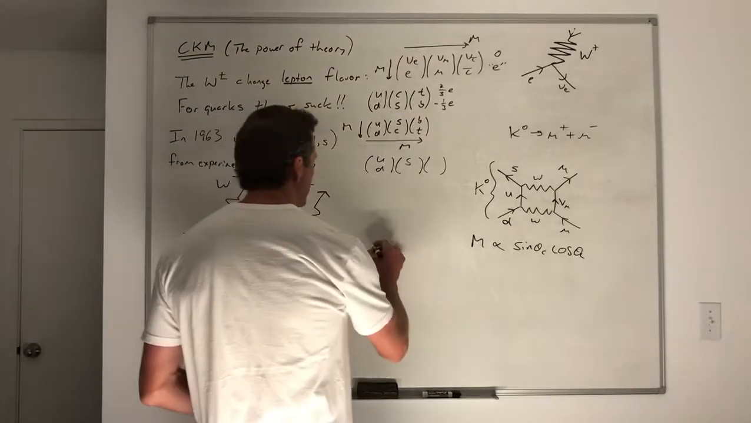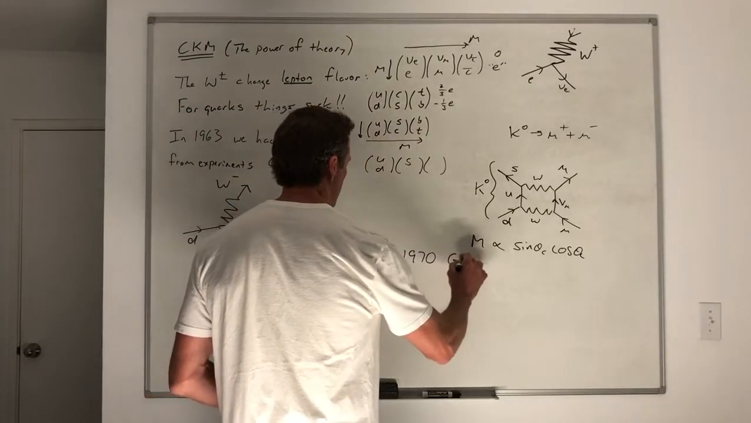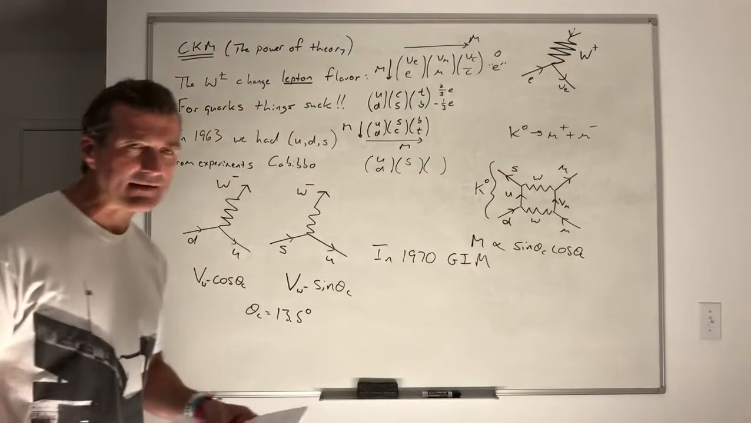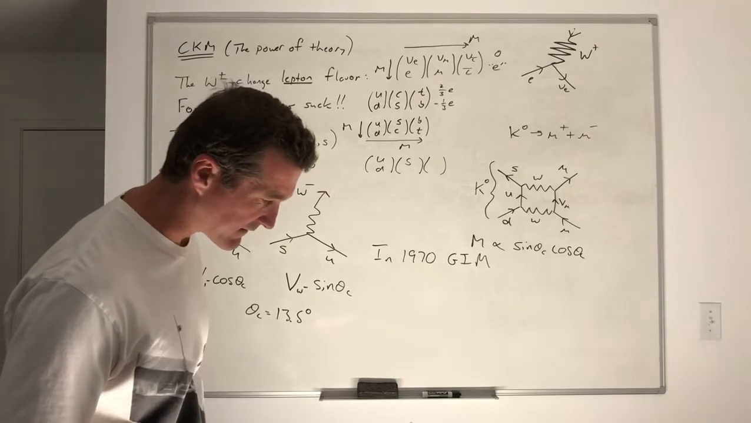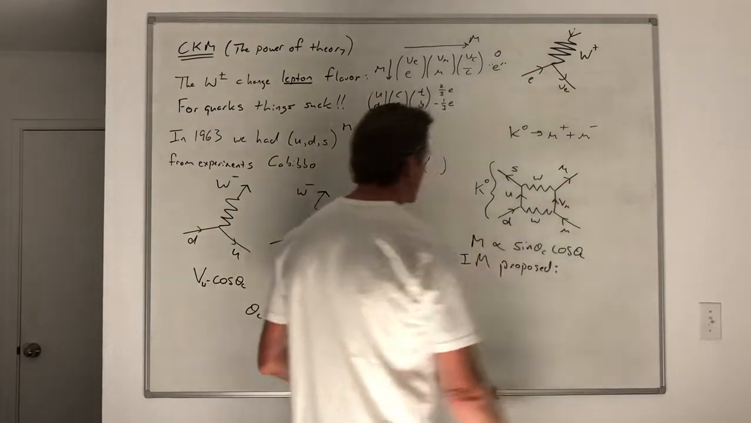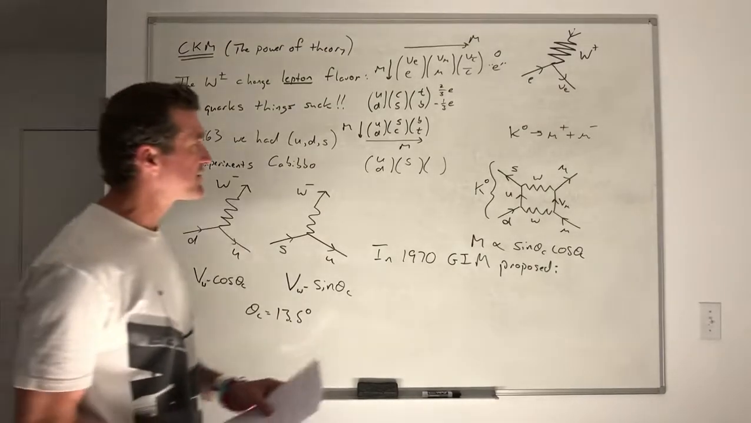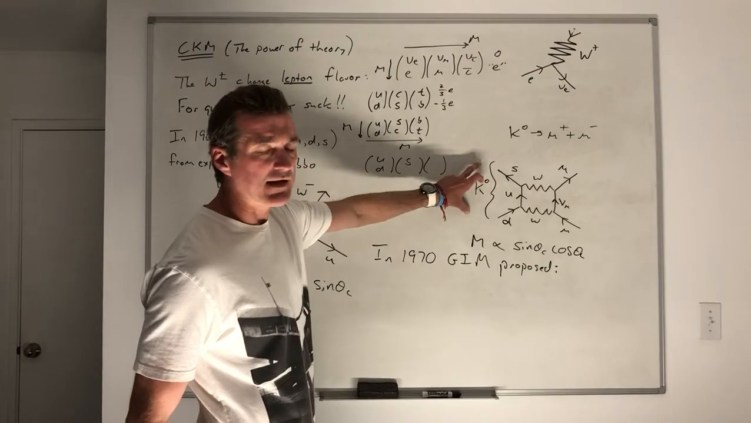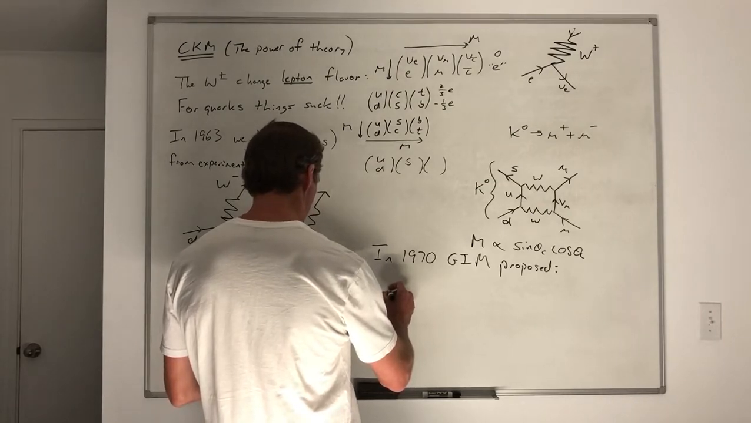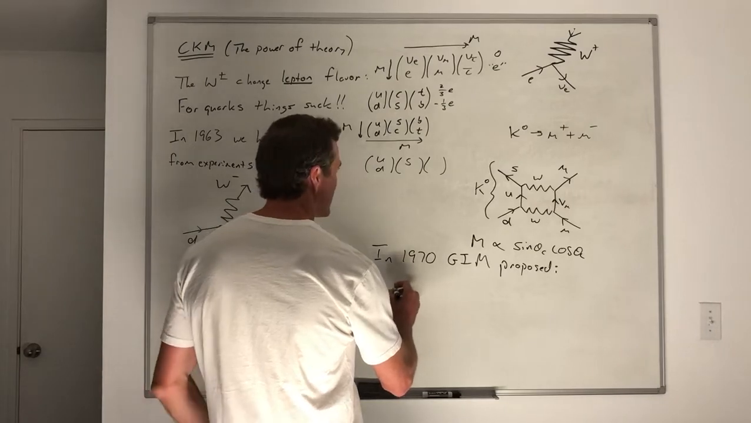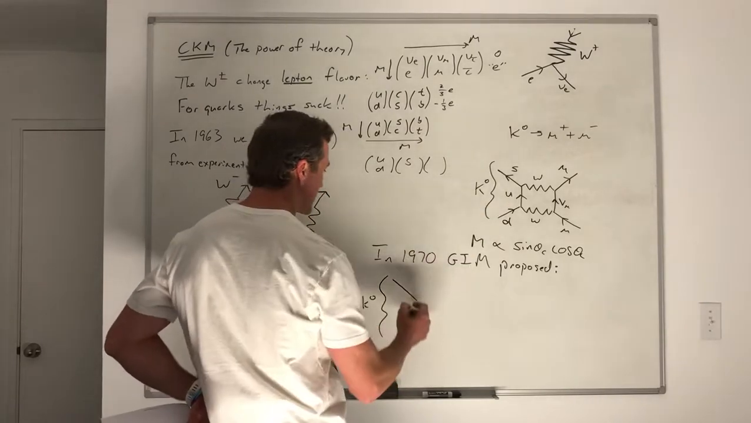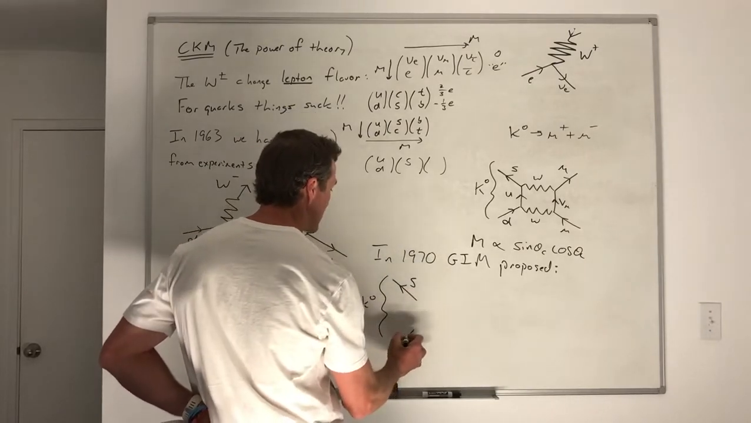Well, in 1970, Glashow, Iliopoulos, and Maiani, also known as GIM, and I'm not going to write down those names because writing down Iliopoulos will take us till 6:15. GIM proposed the following explanation for why the kaon lives much longer than this diagram predicts it does. Okay? They said, what if there was a diagram for the kaon? In addition to this diagram, there was a diagram for the kaon that looked like this.